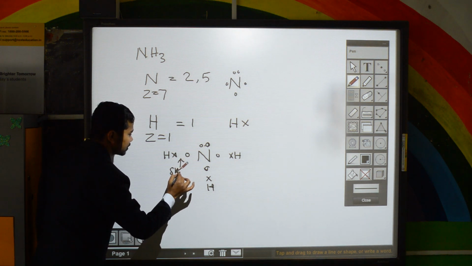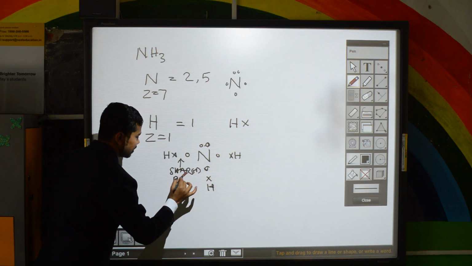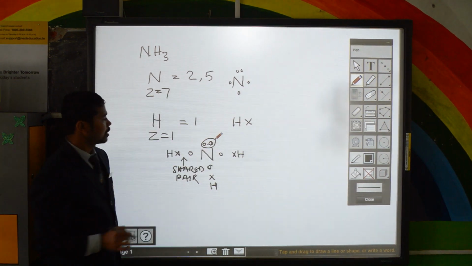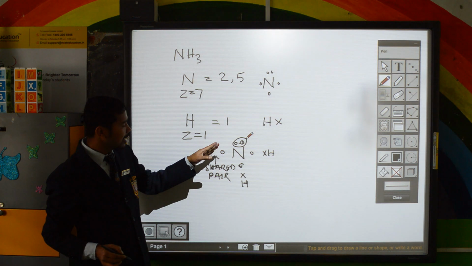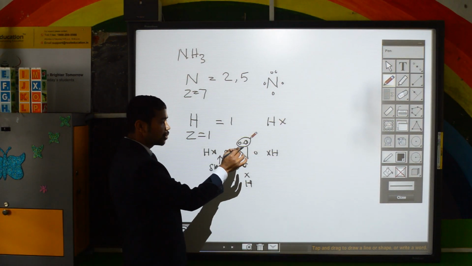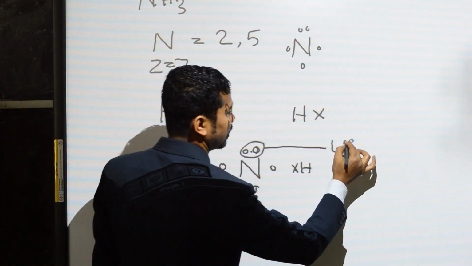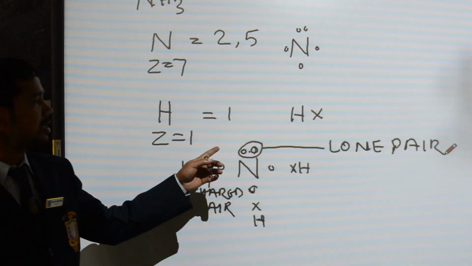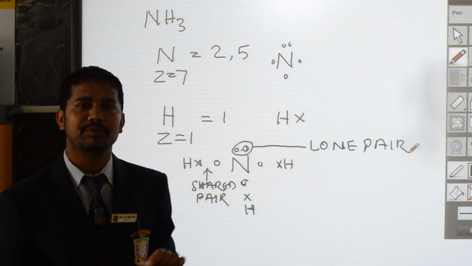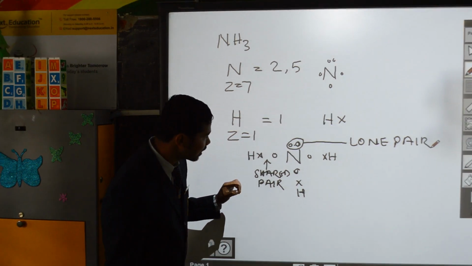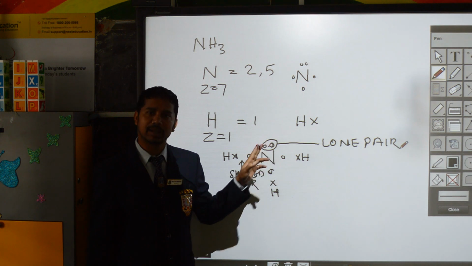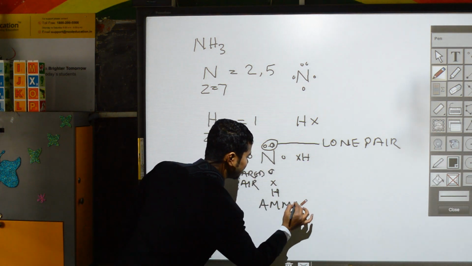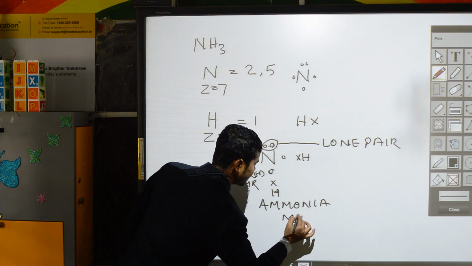This is shared pair. This is shared pair. And what we can see here is nitrogen is left with 2 electrons, which is not forming bond with any other atom, which are left alone, which are unshared, and this unshared pair of electrons is lone pair. This unshared pair of electrons is lone pair, which is one of the conditions for forming a coordinate bond. So what is one of the conditions for forming a coordinate bond? Atom with at least 1 lone pair of electrons, and ammonia has 1 lone pair of electrons. This is ammonia molecule.